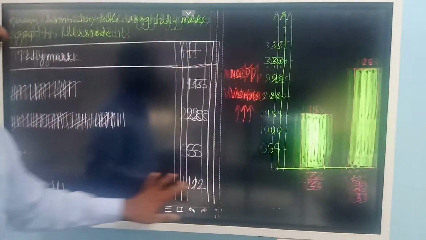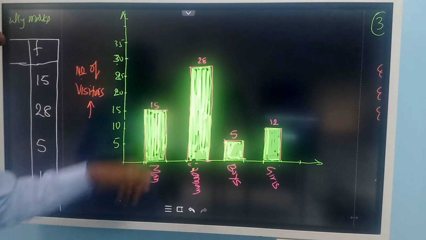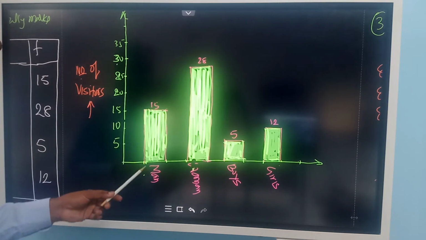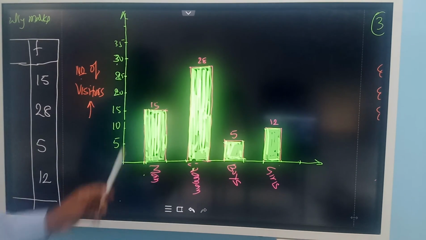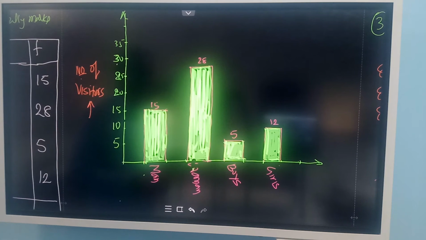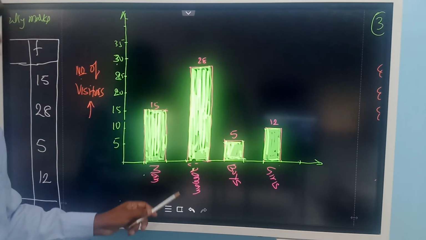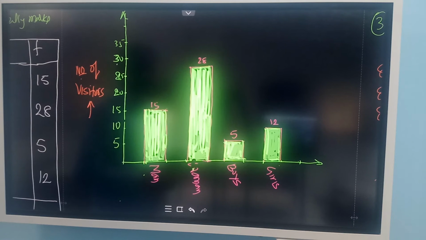So for every data, see there is a gap between the rectangular bars. The height represents the frequency of the data: how many men visited, how many women, how many boys, how many girls. By looking at the diagram we can easily understand. The largest number of visitors are women, the least number of visitors are boys. So that is the analysis you can make using this bar graph.